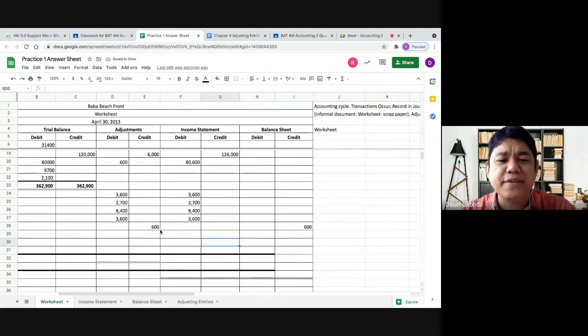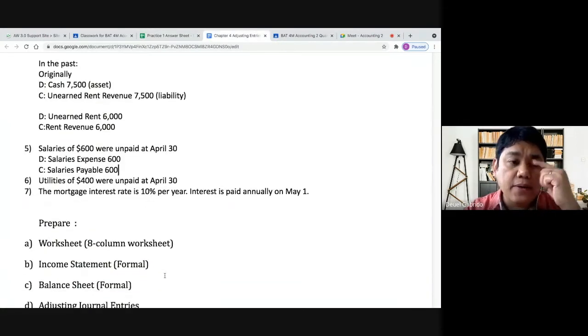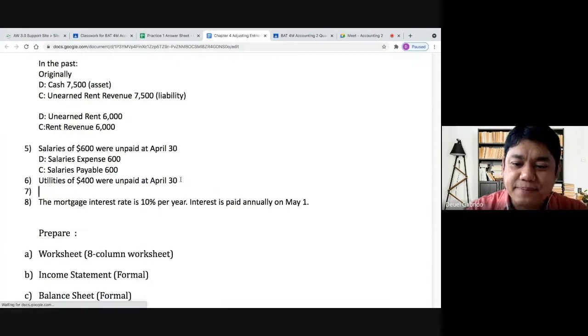Question? Ask if there is. So far, so good? Adjustment, credit, balance sheet, credit, because that's a payable, a liability. Okay, now we are almost done with the adjustment.